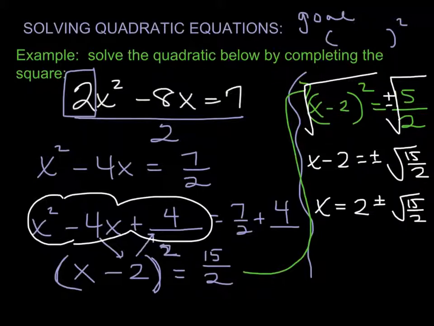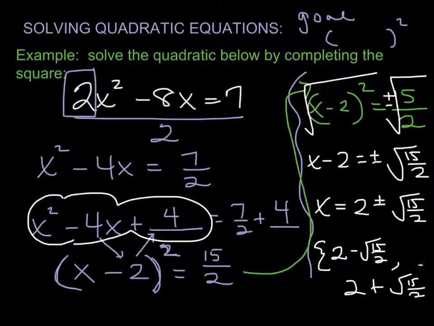So my two values, if I had to separate them, I'd say my solution set is 2 minus radical 15 over 2, and 2 plus radical 15 over 2. Those would be my two roots.